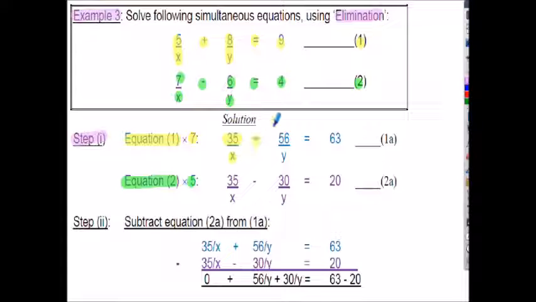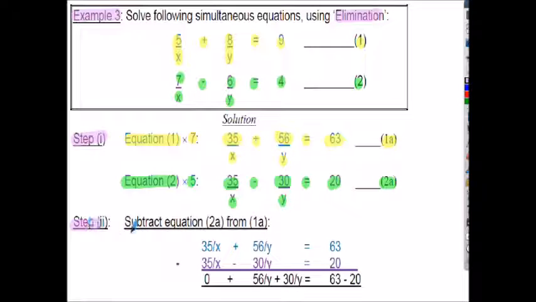Added to that, the 8 times 7 would be 56 upon the y in this case is equal to, don't forget to multiply the right hand side by 7, so 9 times 7 is 63. I've called that equation 1a just to give it a reference. The second equation, again I'm multiplying throughout, but this time by 5, so 7 multiplied by 5 is now 35 upon the x. I'm subtracting from that, 6 multiplied by 5 is 30 divided by the y, and that's equal to, on the right hand side, 4 multiplied by 5 is 20, and that's equation 2a as labelled.